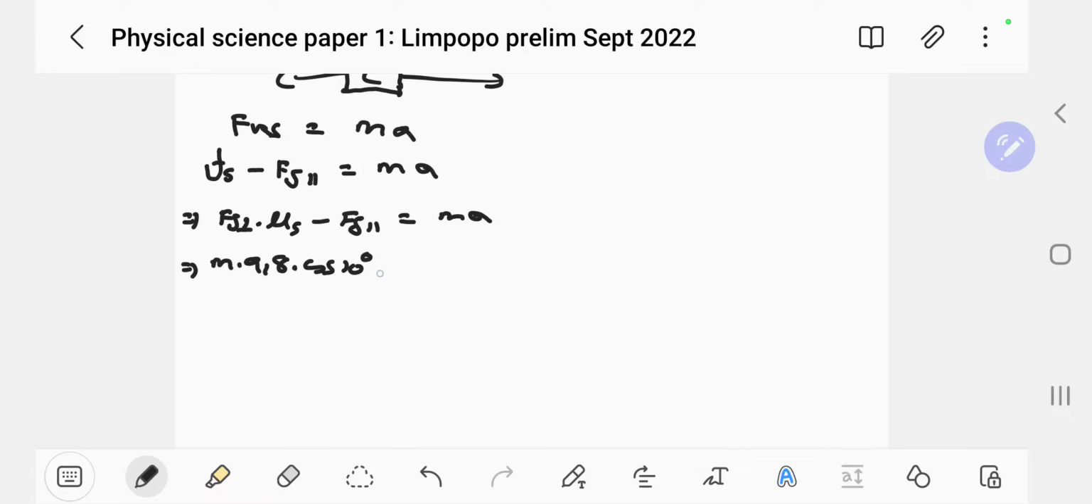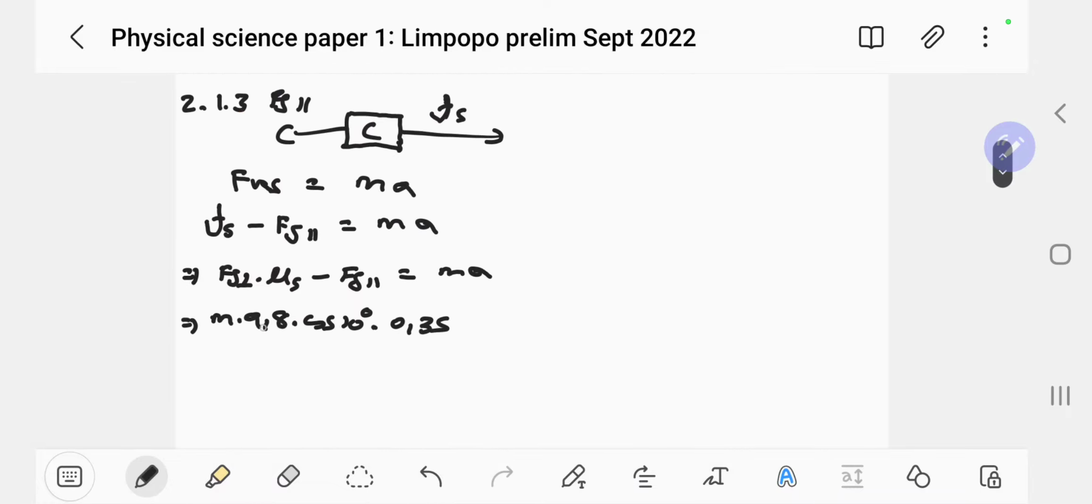Okay, so we're going to say multiplied by that 0,35, which is the coefficient of kinetic friction, because remember, all of this represents the normal force in a way. So minus Fg parallel is again the mass, which we don't know, multiplied by 9,8 multiplied by, now remember, Fg parallel is going to be sine of 10 degrees equals the mass we don't know, the acceleration we don't know.